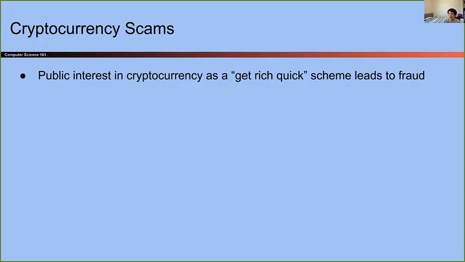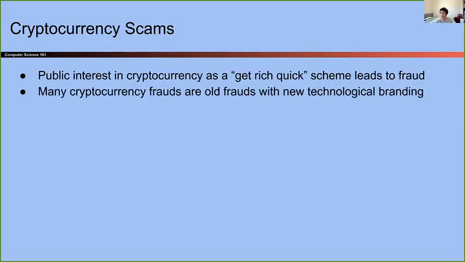For cryptocurrency, because there's so much hype around it, it's often seen as a get-rich-quick scheme, and this leads to frauds, which will happen with any perceived get-rich-quick scheme. So a lot of the frauds that happen in cryptocurrency are just frauds that happened way back in the day, but now because there's no more regulation, they can happen again.